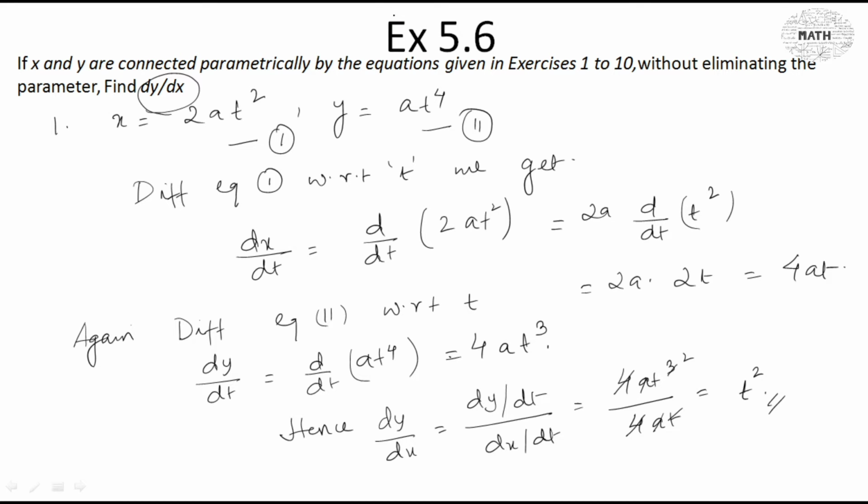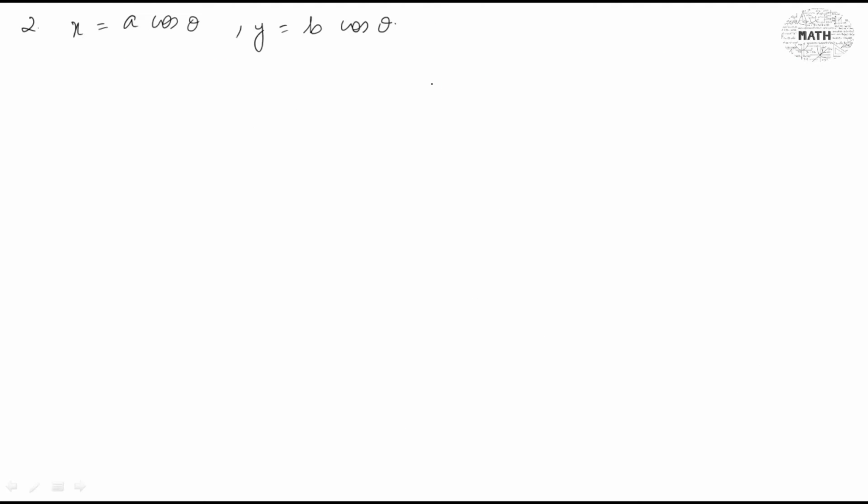Okay, let me do the next question, question number 2. Question number 2 is given to be x is equal to a cos theta and y is equal to b cos theta. If you can see, in question number 1 the parameter was t. Similarly, in question number 2, tell me what will be the parameter. The parameter over here would be nothing more than theta, that's the cos theta, and over here also I got cos theta. I hope you're clear. Give this one to be equation number 1 and this one to be equation number 2.